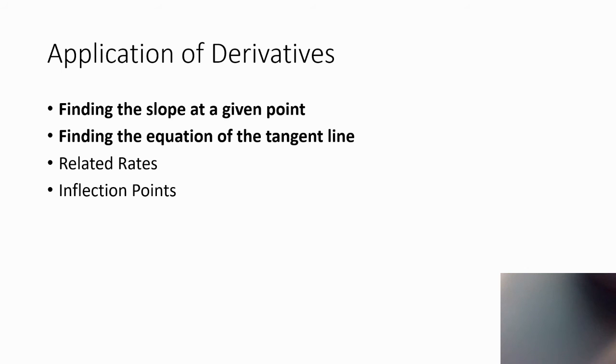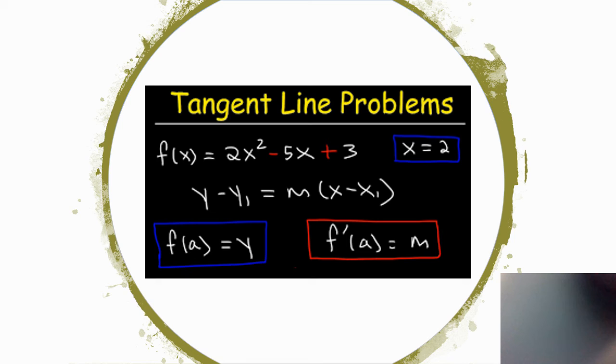the derivative is equal to 2x. Applications: we're going to look at finding the slope at a given point, finding the equation of the tangent line, related rates, and inflection points. We're just looking at those top 2 today. You'll look at more in the future. Tangent line problems. Okay, so this is where we're going to look at those 2 applications.